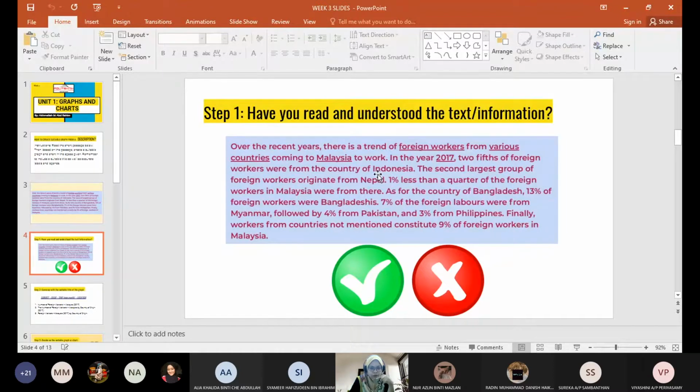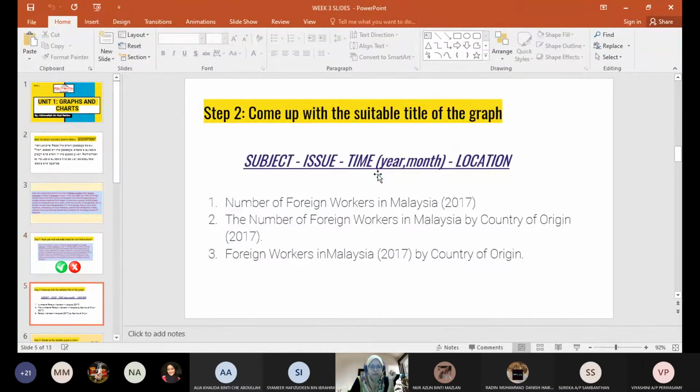But number one, have you read and understood the text information? Yes. Okay. Next, you need to come up with a suitable title for the graph. Okay, think of the idea or what the title should include. Subject. The subject is like the doer, what they are trying to state. Okay, issue. Usually subject and issue are the same thing. Time, if they include time, the time can be year or month or day, it depends. And then also the location.